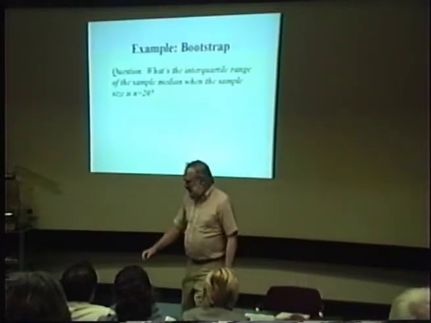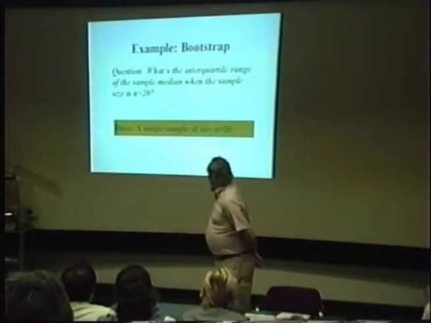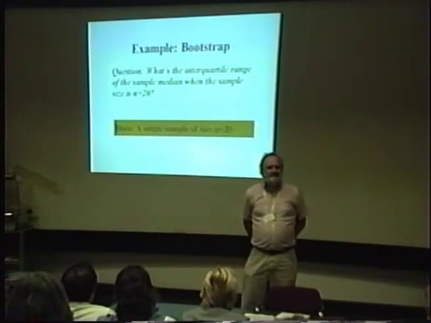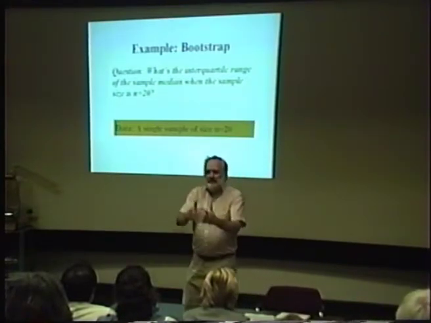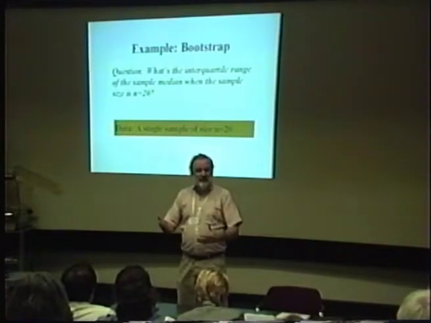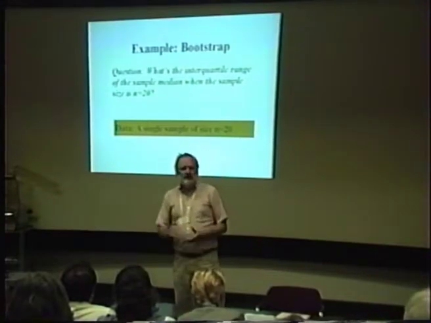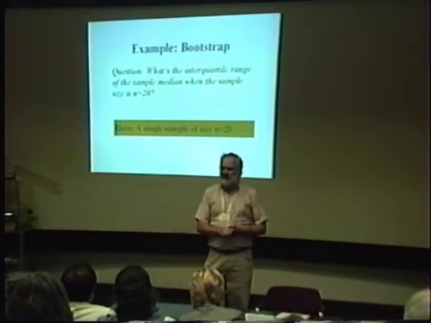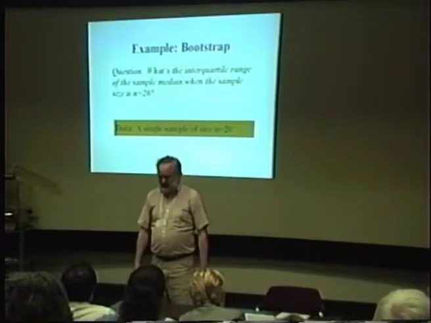Okay. Well, suppose we wanted to estimate that, and all we have is a single sample of size 20. Now again, if we're estimating the mean, we're perfectly comfortable to say we have some idea what the standard deviation of the mean is based on the sample of size 20. How would you do it for the interquartile range of the median based on the sample of size 20? That's typical of the sort of things that the bootstrap is designed to do.